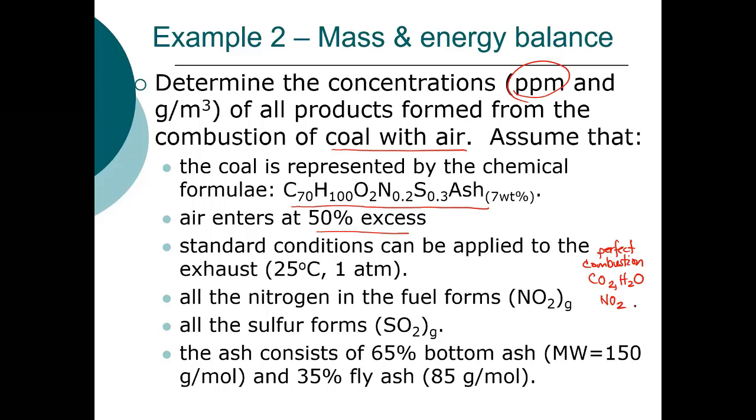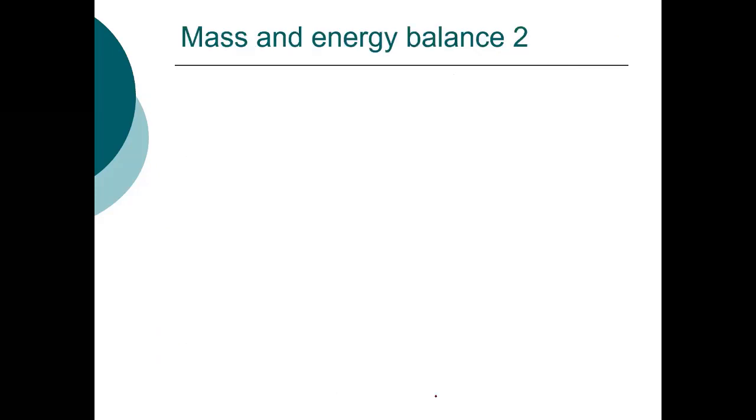We'll also assume we have SO2. We're not going to worry in this case about particulate matter. We could actually continue this problem on and do further calculations. We have enough information to actually look at the particulate matter, but we won't do that today. So we have a formula for coal. We're actually not going to use the information for the ash because we're not going to look at particulates.